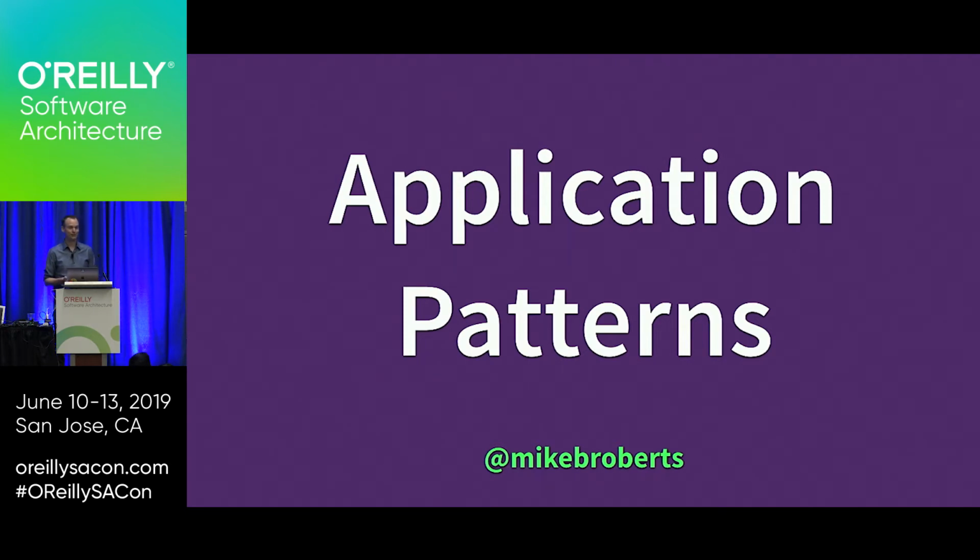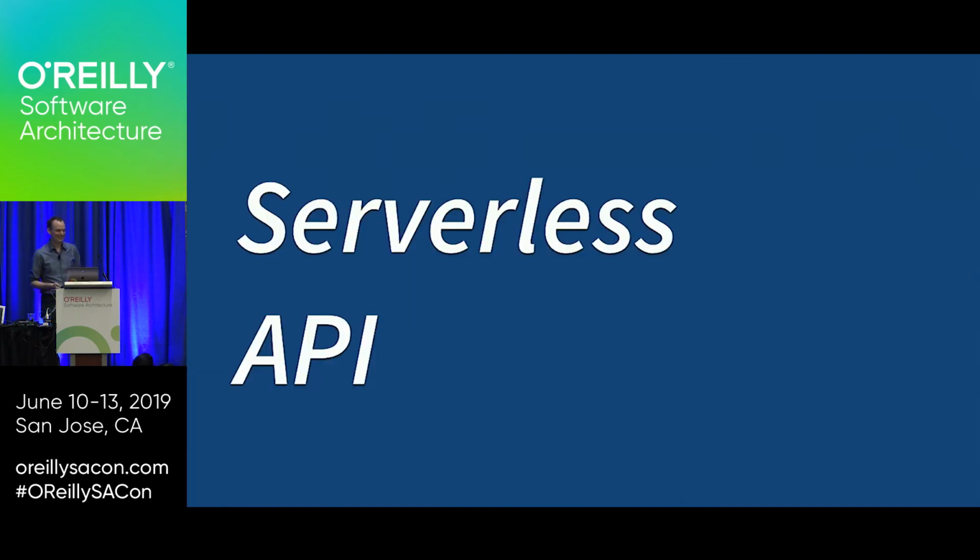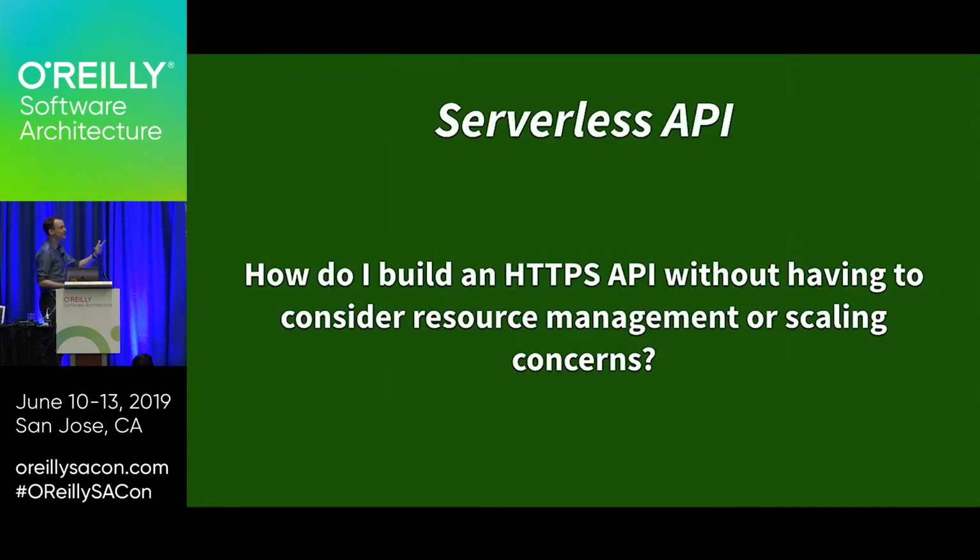Okay, so you ready? Let's look at some patterns, shall we? So the first one I want to talk about is an application pattern, and this is Serverless API. What this is solving, this is the when to use it, is how do I build an HTTPS API without having to consider resource management or scaling concerns? So how do I capture some of these benefits of serverless when I want to build an HTTPS API?